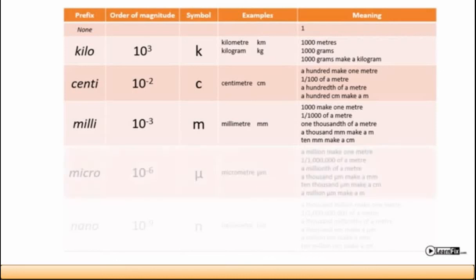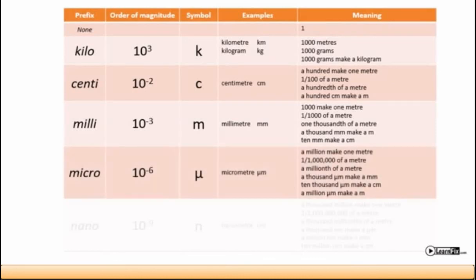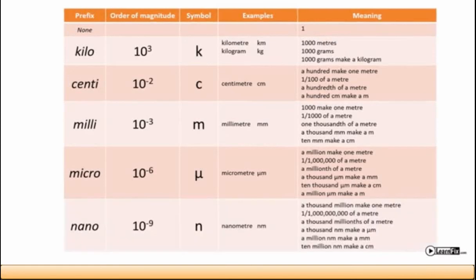If the index number of a value is -6, then the value is 1,000,000 times smaller, and we use the prefix micro with the symbol mu. There are 1,000,000 micrometers in a meter. And if the index number of a value is -9, then it's 1,000 million times smaller, and we'd use the prefix nano with the symbol n. There are 1,000 million nanometers in a meter.